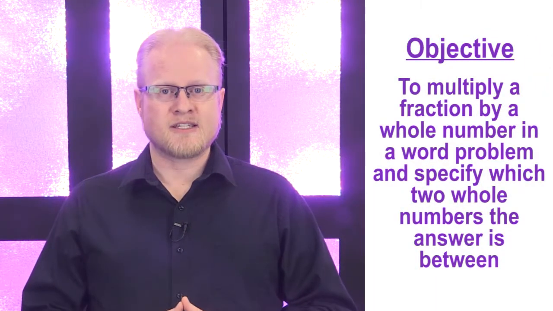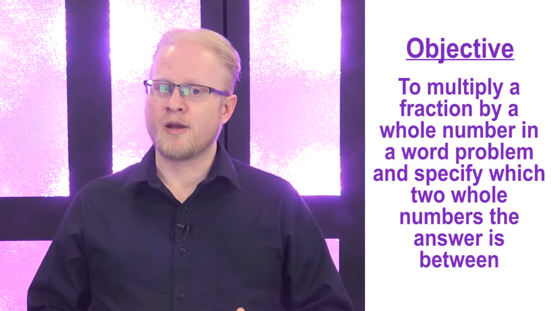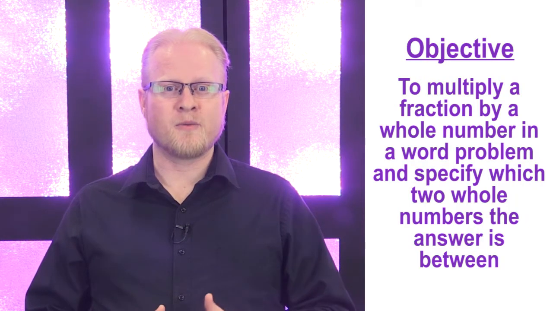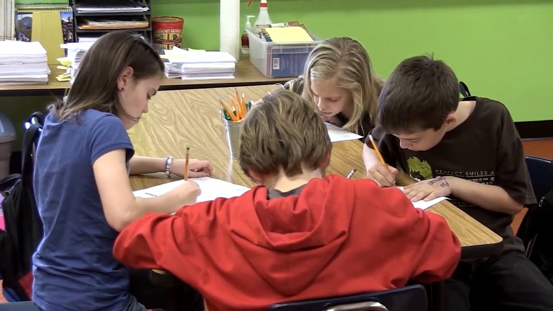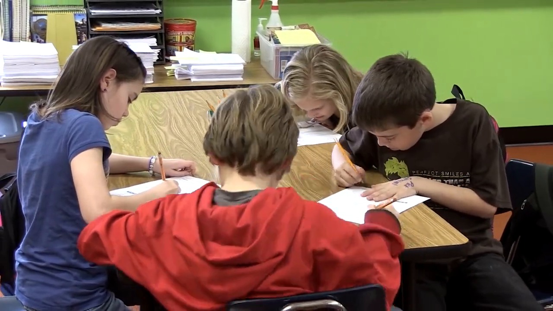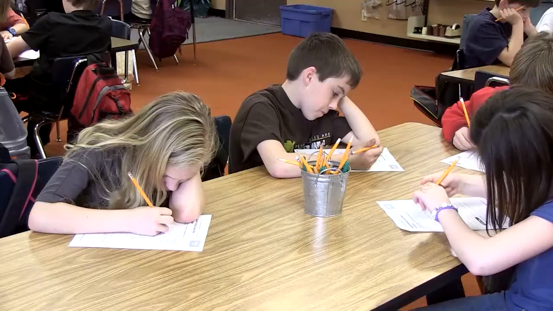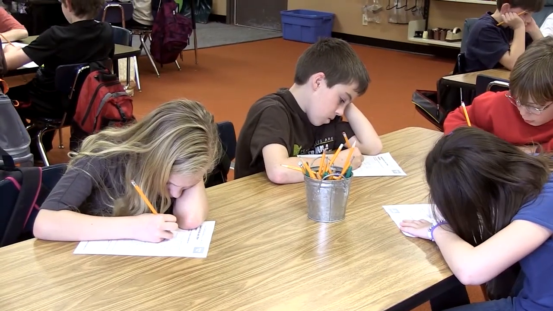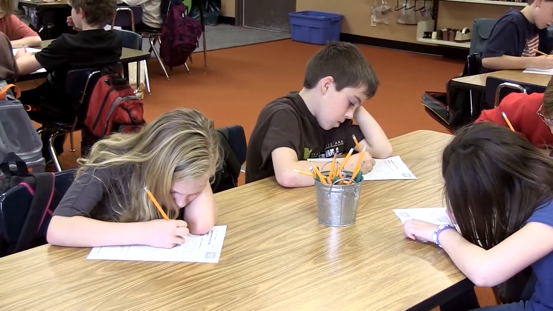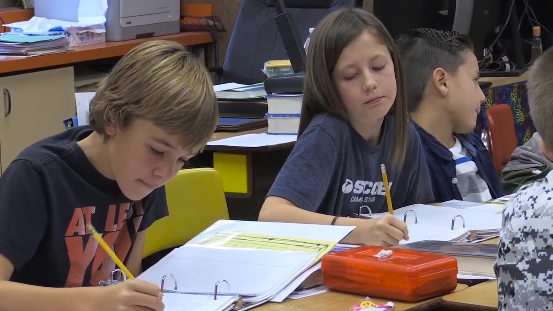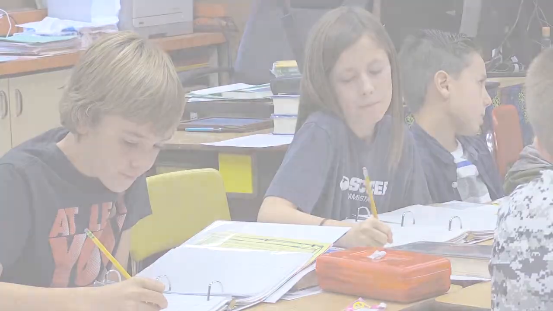The objective of this lesson is to multiply a fraction by a whole number in a word problem and specify which two whole numbers the answer is between. In previous lessons, students practiced multiplying fractions by a whole number using a variety of visual models. In this lesson, we will read and make sense of a word problem in which a fraction is multiplied by a whole number, then calculate the product using a visual model.